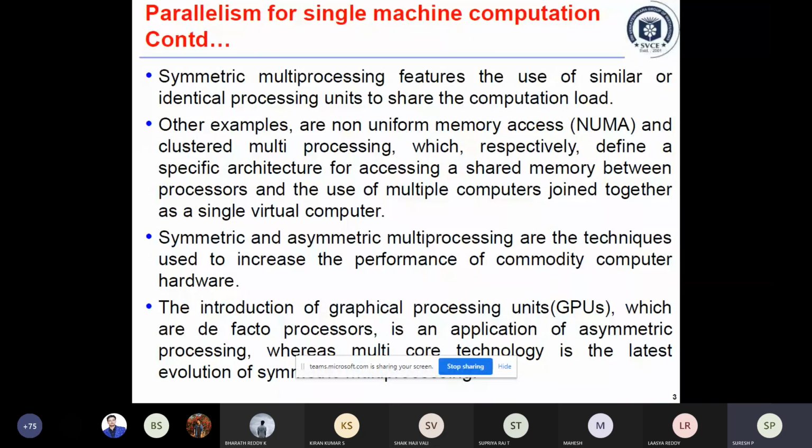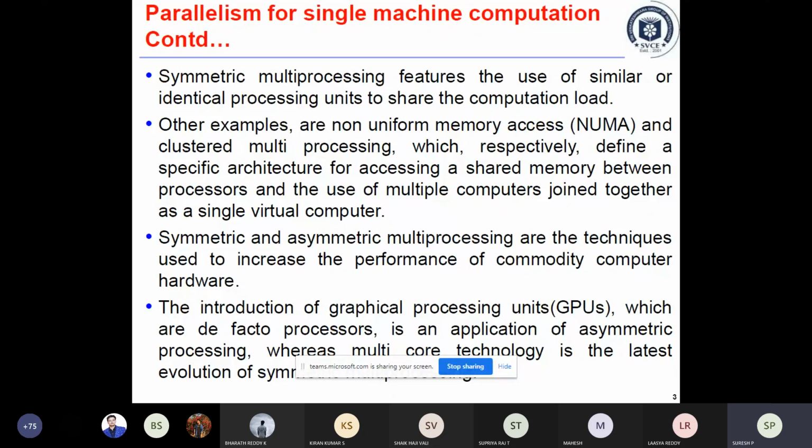Clustered multiprocessing is nothing but what? Cluster means what? A group of nodes. If we talk about the cluster, it is nothing but a group of nodes. The group of nodes are combined together and working, and they get the job done. It is when you are defining a specific architecture for accessing a shared memory between the processors, and we combine all these computers together and see them as a single virtual computer. That is what clustered multiprocessing tells us.